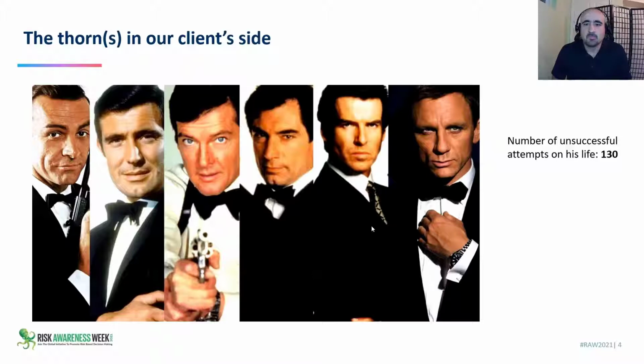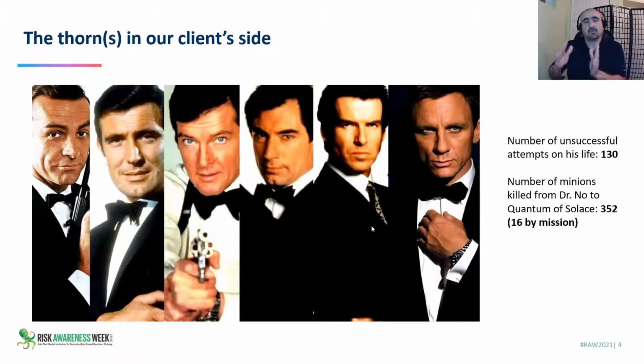He's responsible for a lot of minions' death. So basically, James Bond is about 16 kills per mission. There's a small creep as time moves forward. Pierce Brosnan apparently was the most lethal James Bond of all time. So that's 352 kills between Dr. No and Quantum of Solace. So it's something that's sort of significant.